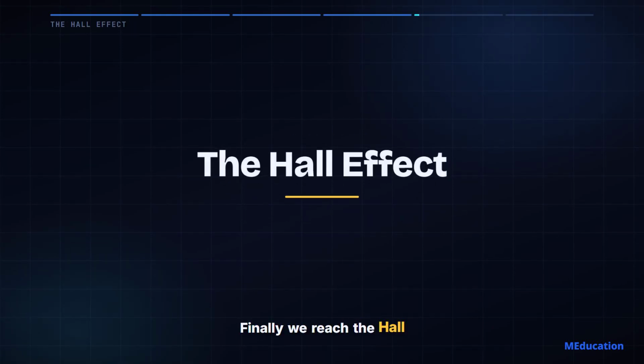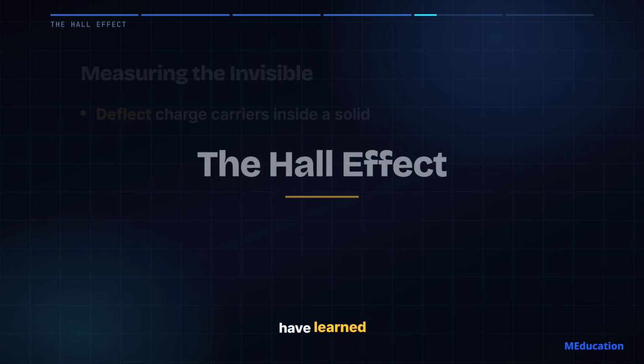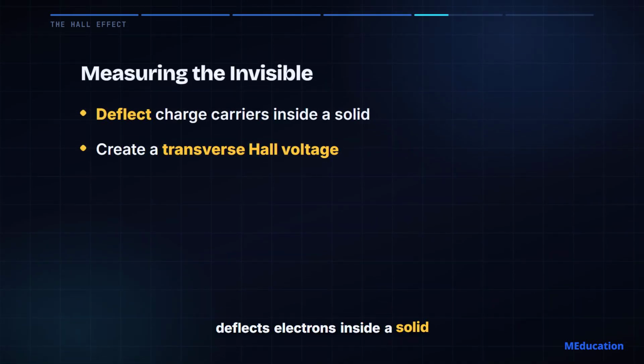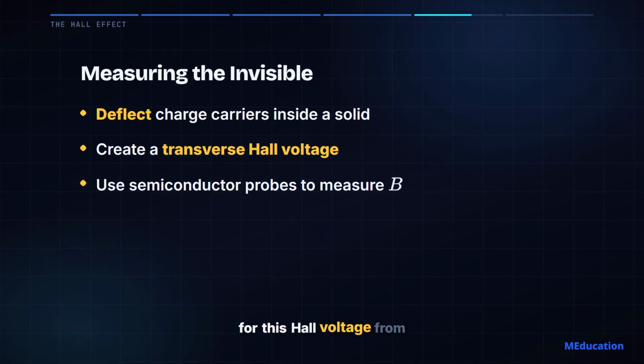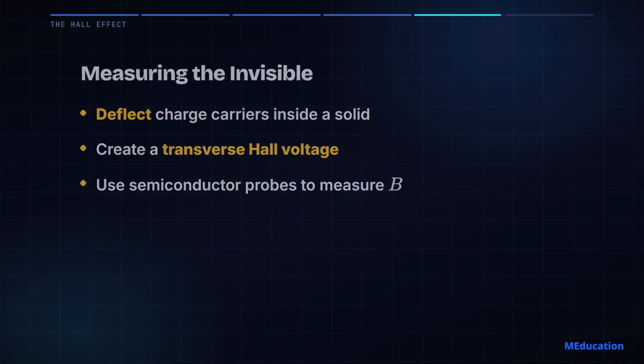Finally, we reach the Hall effect. This is a brilliant, highly examined application of everything you have learned. When an external magnetic field deflects electrons inside a solid conductor, they build up on one side, creating a transverse voltage. You will derive the equation for this Hall voltage from first principles and see how a simple slice of semiconductor can be used as a probe to measure invisible magnetic fields in the laboratory.